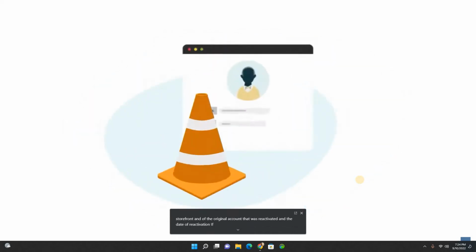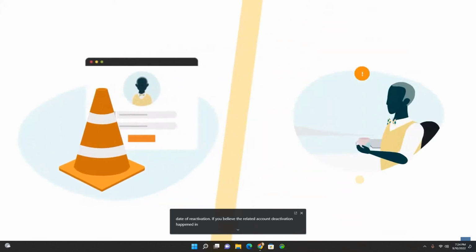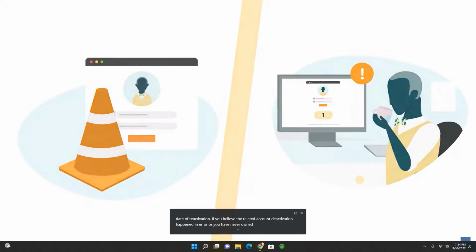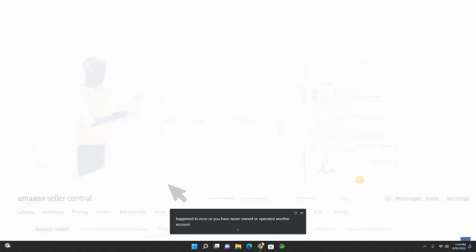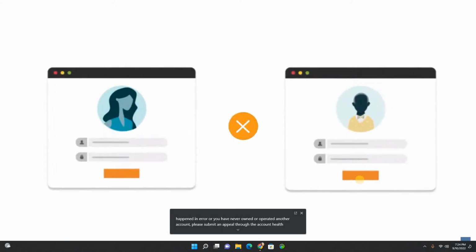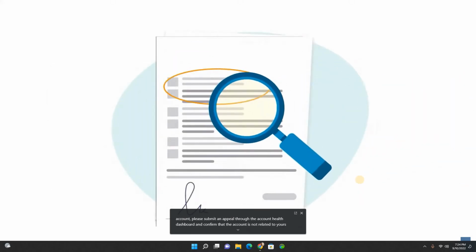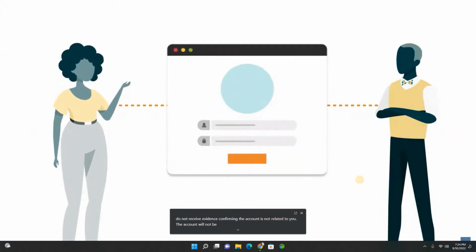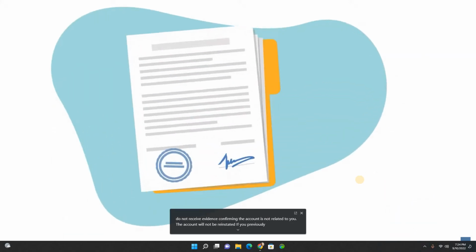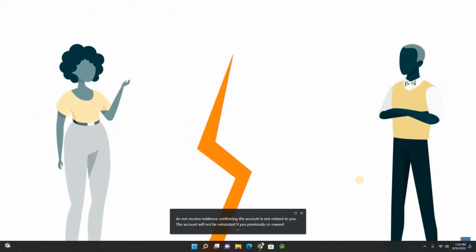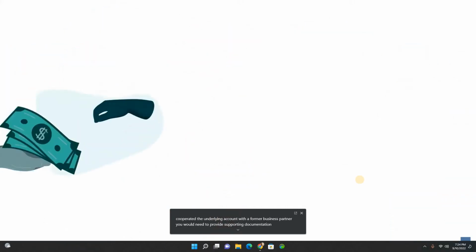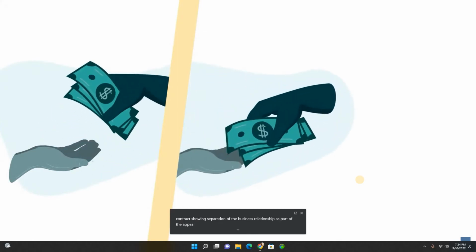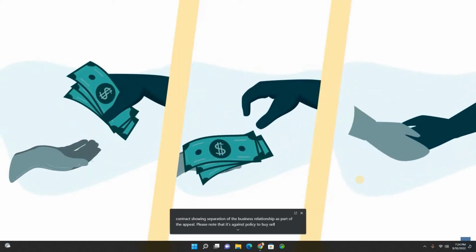If you believe the related account deactivation happened in error, or you have never owned or operated another account, please submit an appeal through the Account Health dashboard and confirm that the account is not related to yours. If we do not receive evidence confirming the account is not related to you, the account will not be reinstated. If you previously co-owned or co-operated the underlying account with a former business partner, you would need to provide supporting documentation, such as a contract showing separation of the business relationship as part of the appeal. Please note that it's against policy to buy, sell, or transfer your account to or from another seller.